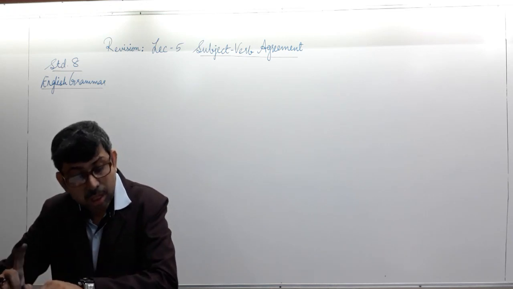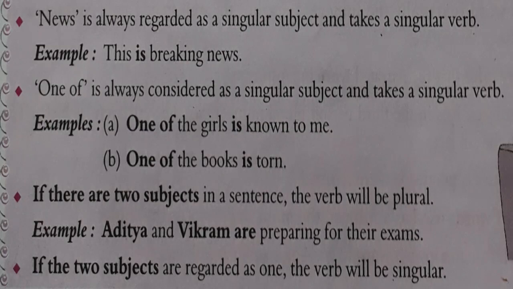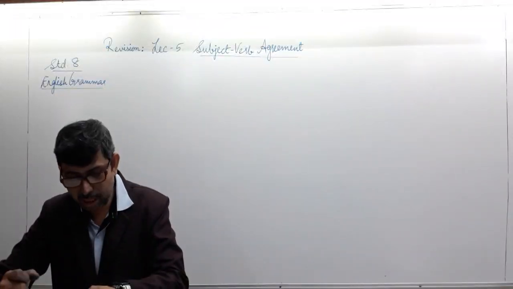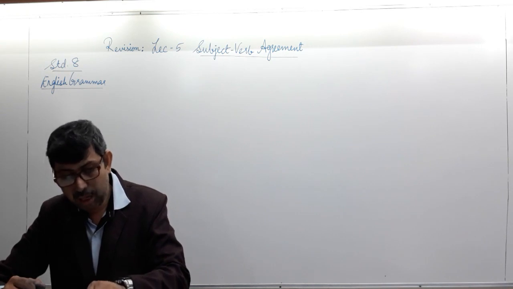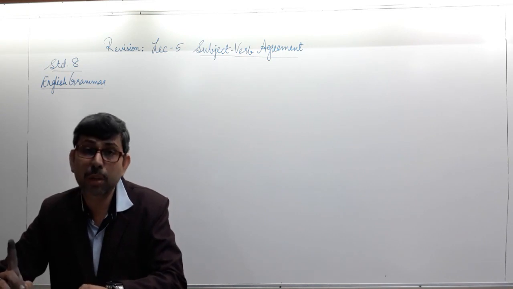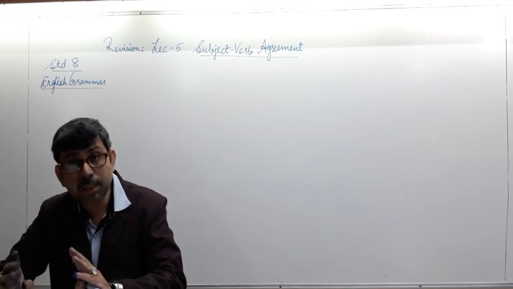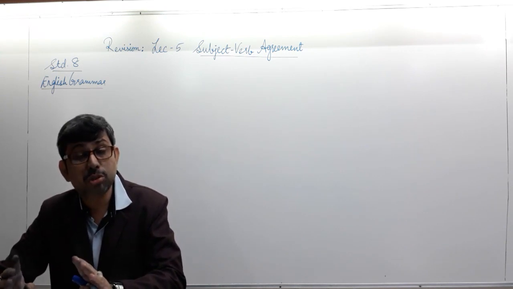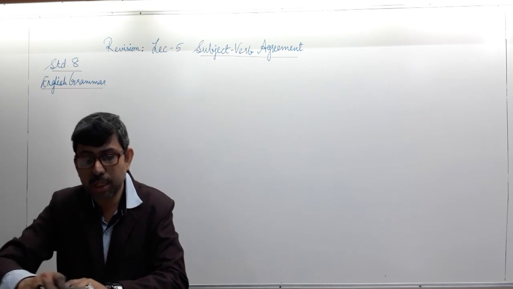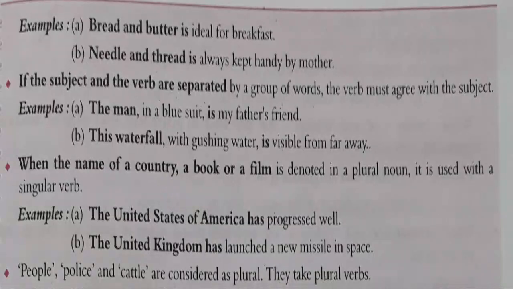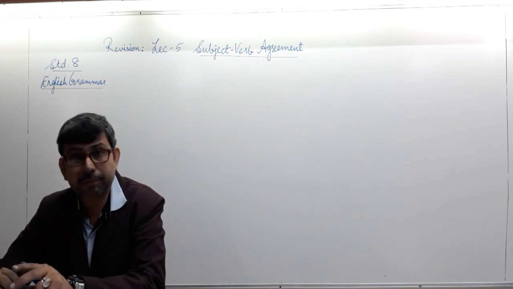Moving ahead, if the two subjects are regarded as one, this is the exception to the first rule we have just read out. If the two subjects are regarded as one, the verb will be singular this time. Now, the subject that you are talking about is just one entity when you mean to say something that is the same. As you see in this example, bread and butter is ideal for breakfast.